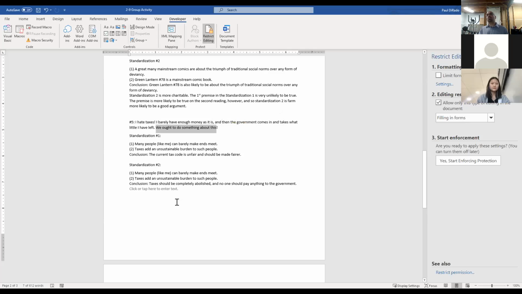And so I came up with two standardizations, two different conclusions in this case that the argument's going to come to. So the first one: many people like me can barely make ends meet. Taxes add an unsustainable burden to such people. Therefore, the current tax code is unfair and should be made fairer. Or the conclusion: taxes should be completely abolished and no one should pay anything to the government. And so two different conclusions in this case. Okay, which is the more charitable? Well, in this case, I think we want to say number one is the more charitable.